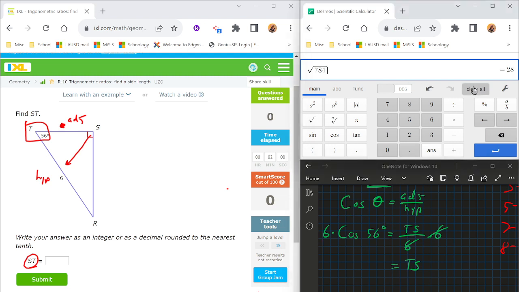I got my Desmos calculator up here. You can kind of see the web address there a little bit, not too much. Desmos. And I'm just going to put this in. So this is going to be 6 times the cosine of 56 degrees, close my lovely parentheses.